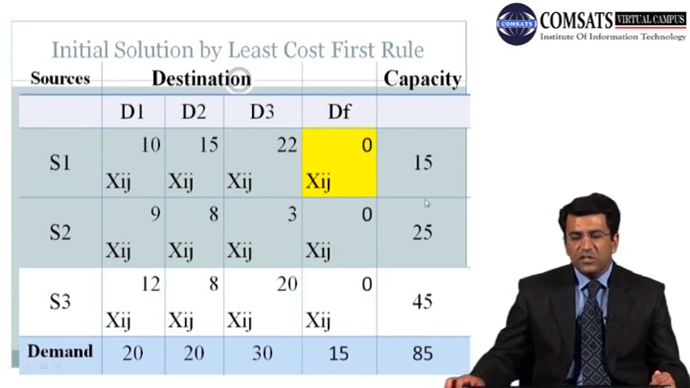And whenever we use the least cost first rule, we'll have to start filling this table from the cell which has the least cost. As you can see in this particular table, the least cost is actually 0, which is for the fictitious demand destination. So we can have 0, 0, 0 as the least cost in 3 of these cells. Now we can select any of these cells and start filling from this particular cell.